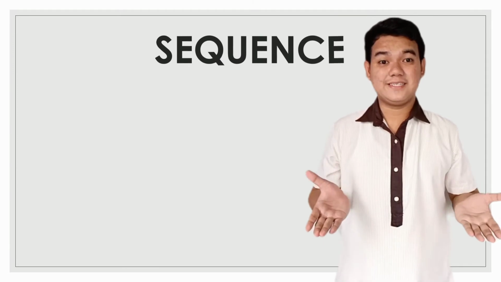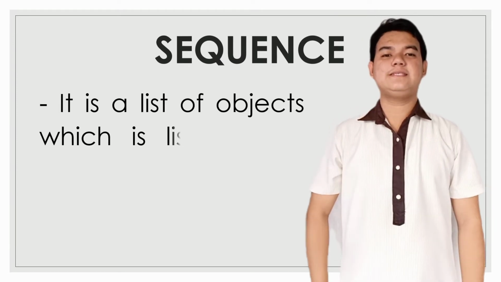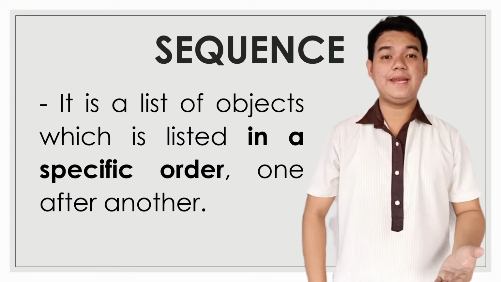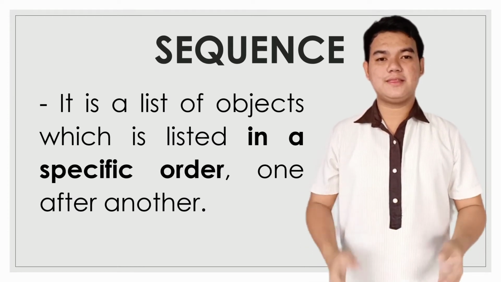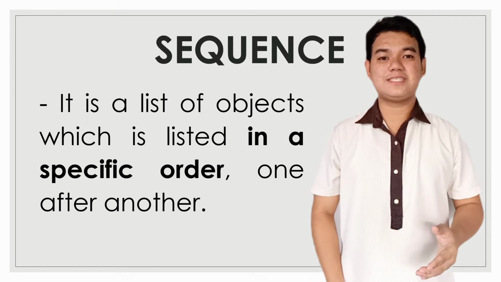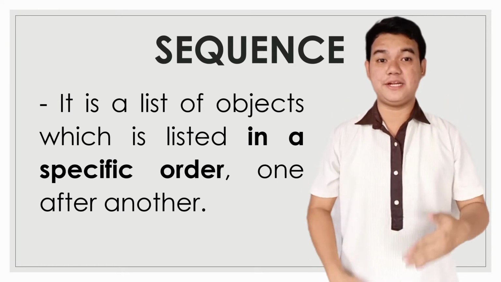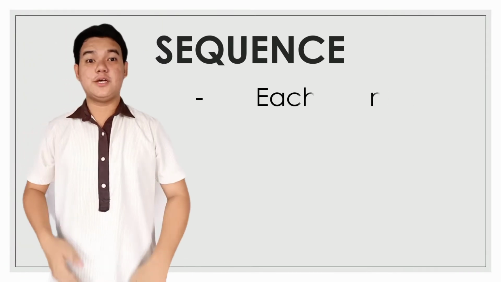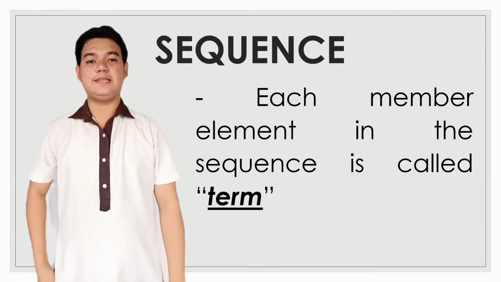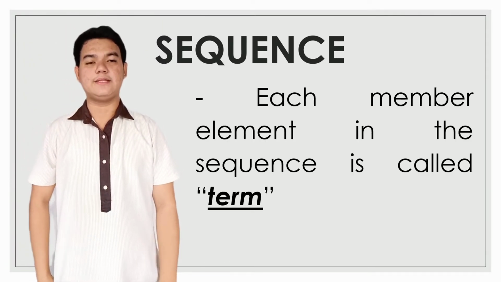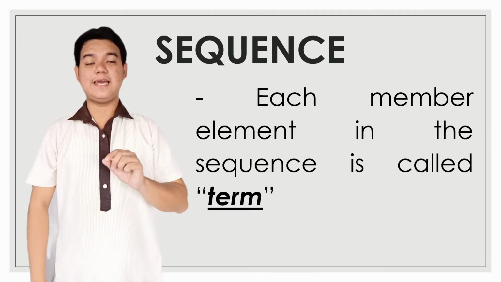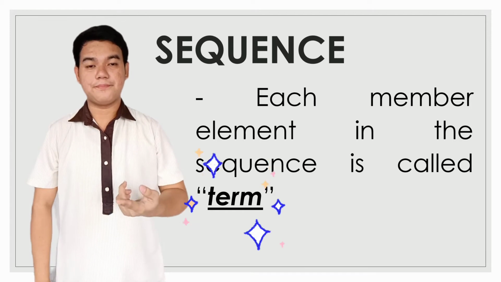So what is a sequence? Sequence is a list of objects which is listed in specific order, one after another. So take note that this is a list of something which has a pattern, okay, in a particular order. Take note of that. So aside from that, you should also take note that each member element of a sequence is what we know as term. So bawat element ng sequence ay tinatawag nating term.